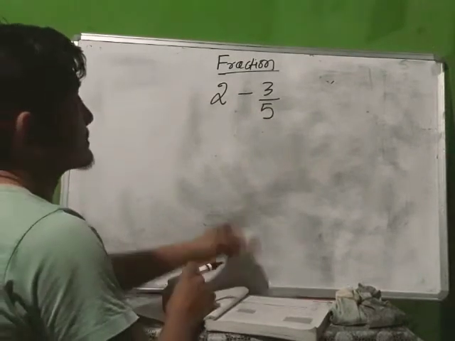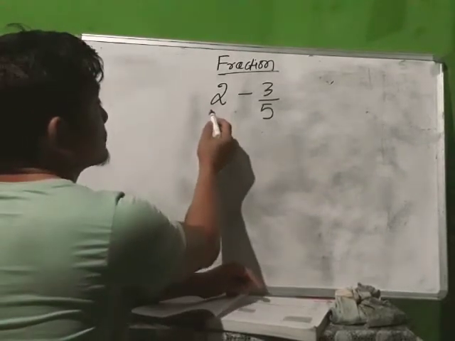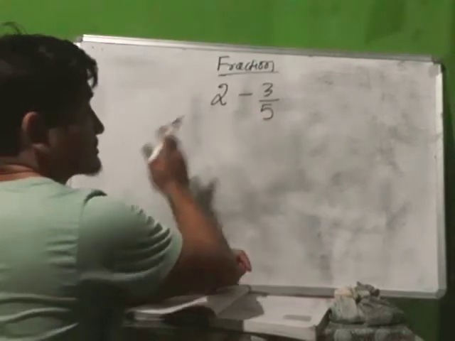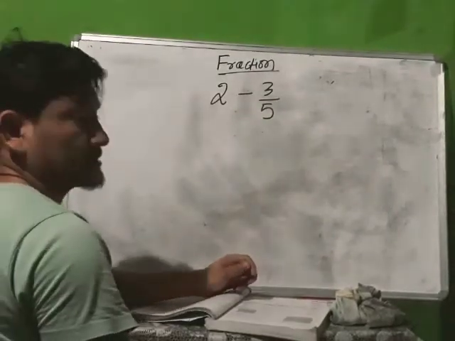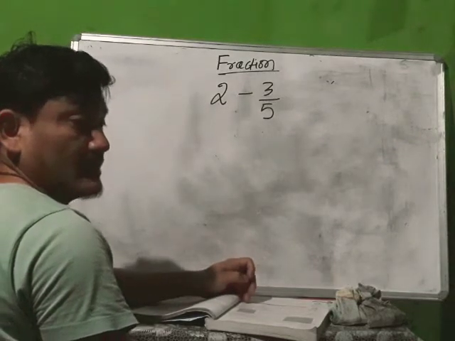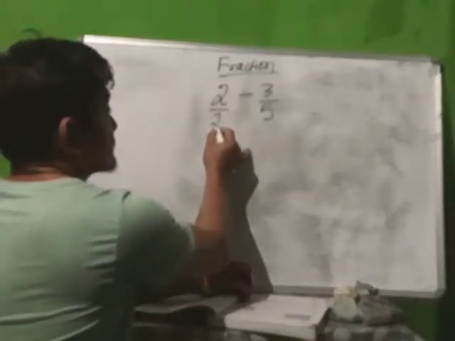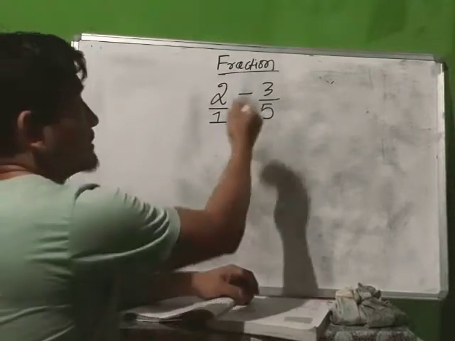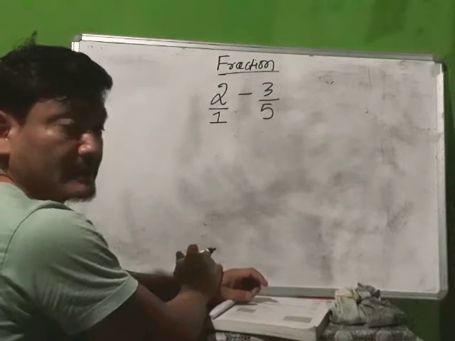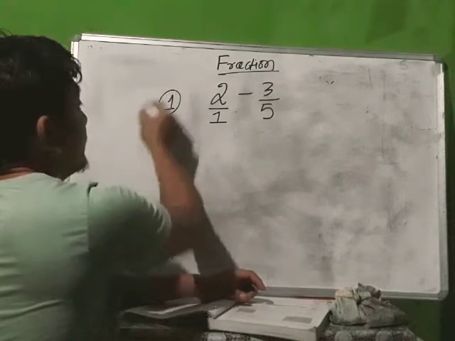So you are given 2 minus 3 by 5, and you have to subtract 3 by 5 from 2. If there is only 2, you count 2 as a numerator. So there are two fractions, and this is a subtraction between the two fractions. One of the fractions is 2, which we can write as 2 by 1, and the other fraction is 3 by 5. So how are you going to solve this type of question? This is question number 1.